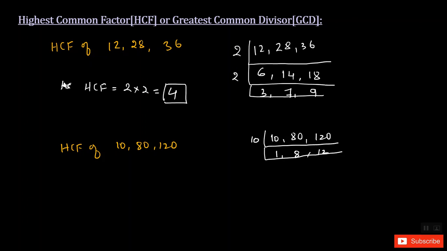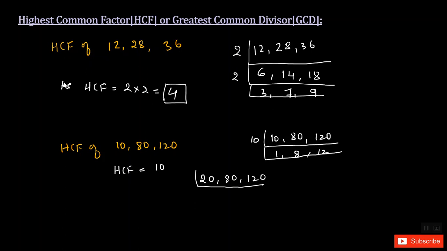Now look, 1, 8 and 12 are not multiples of any other number. So the highest common factor here is going to be 10. Let's suppose instead of 10, I take 20. What is the highest common factor of 20, 80 and 120? I'm just changing that 10 to 20 now.